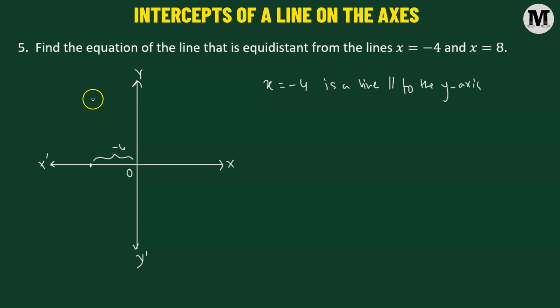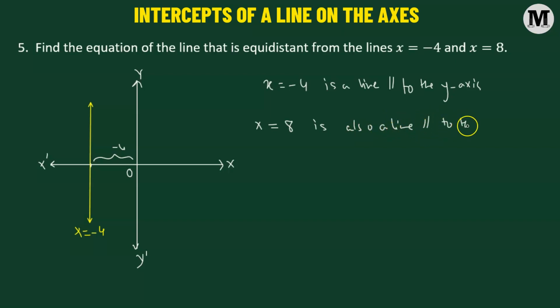So we are going to draw a line which passes through this particular point and is parallel to the y-axis. We have the line which is parallel to the y-axis and it has an x-intercept of -4. So that means this particular line has the equation x equals -4. Then we have the other line, x equals 8, which is also parallel to the y-axis.